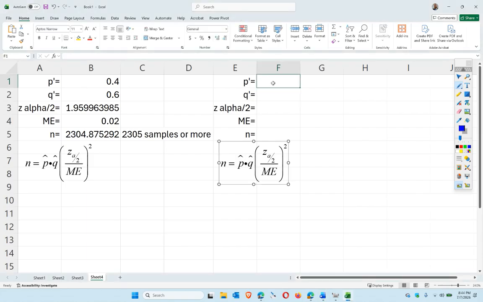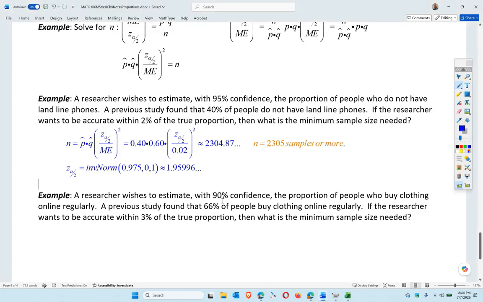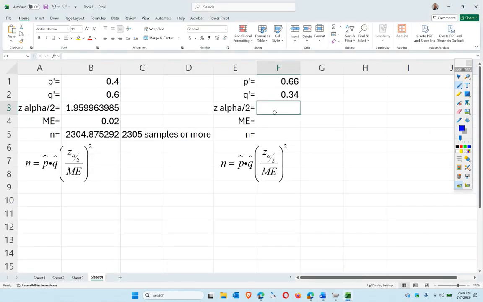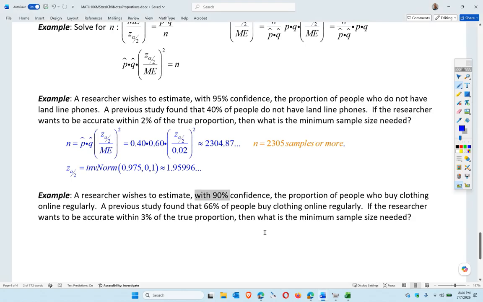Okay, so 66% buy clothes online as our sample. So that means 34% don't, essentially, right? So we want a 90% confidence interval, right? 90%. So alpha is 10%, half of that is 5. So 90 plus 5 is 95%. So normal dot inverse 0.95, comma 0, comma 1. All right, so the margin of error, I believe, was 3% this time, wasn't it? What did it say? Yes, within 3% of the true answer.